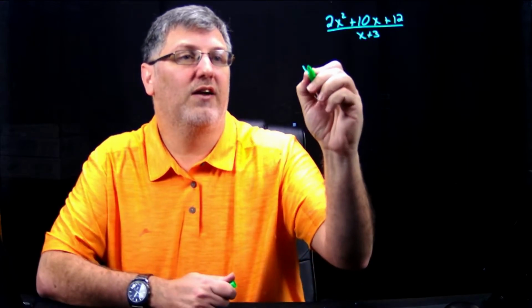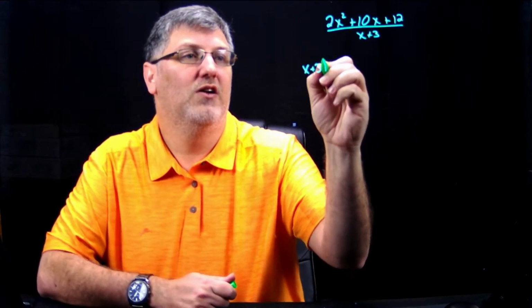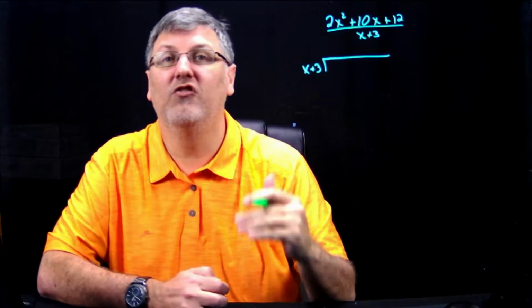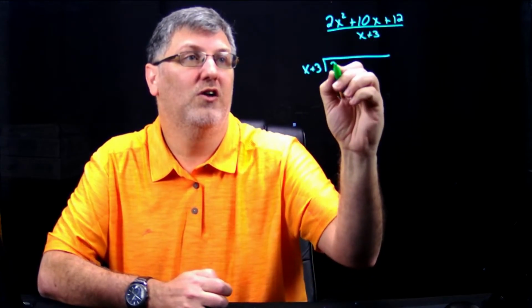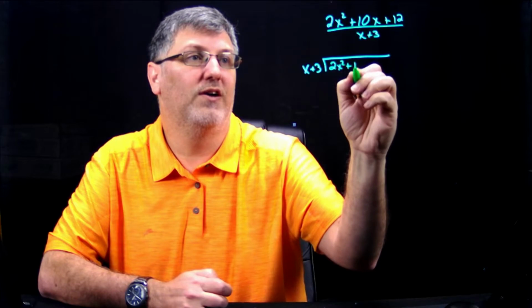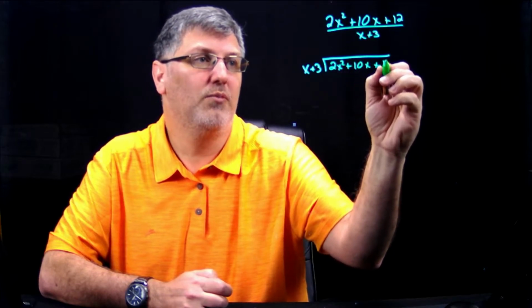All right, so now let's do some polynomial long division. I have an expression, 2x squared plus 10x plus 12, and I'm going to divide it by x plus 3. To set this up in division, we need to know what is the divisor and what is the dividend. My divisor is the denominator, x plus 3. So I'm going to have x plus 3 divided into my dividend, my numerator, the top part, 2x squared plus 10x plus 12.